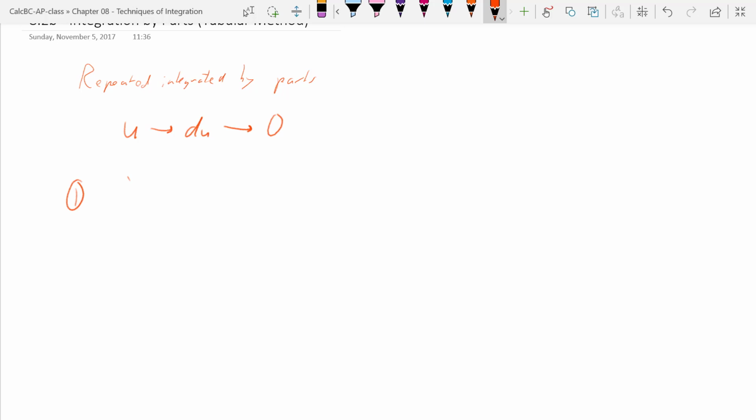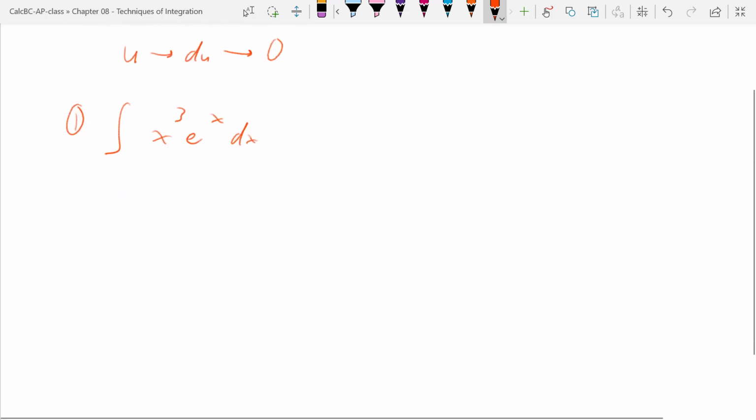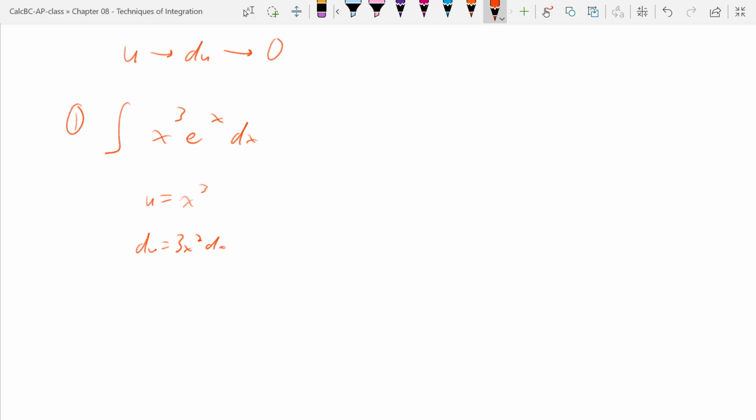Let's say that we have the integral of x to the third e to the x dx. Now, if I do an integration by parts and say that u is equal to x cubed, since it's a polynomial function, it gets prioritized over the exponential. We go du is 3x squared dx. dv would be equal to e to the x dx, and v is equal to e to the x. I'm not going to actually write this out.